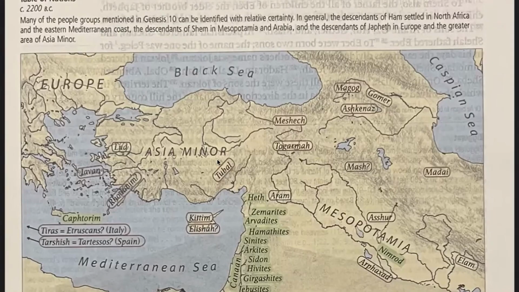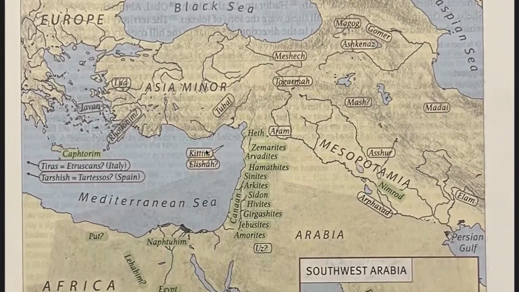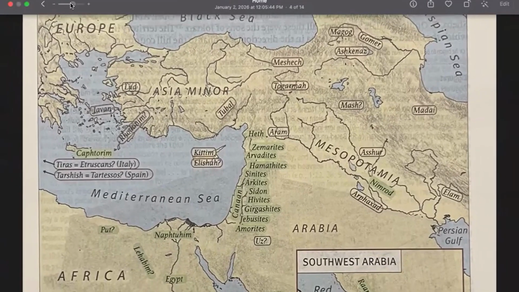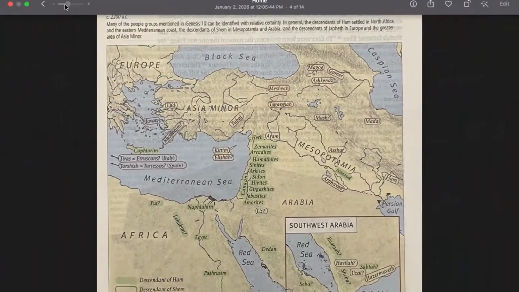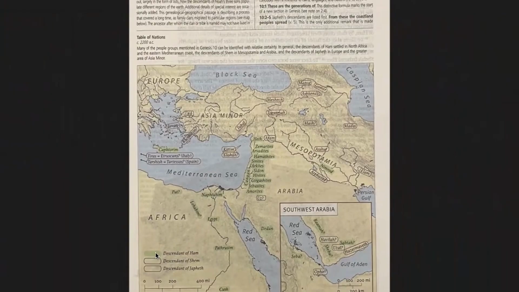Okay, so they spread out, right? And this is what the map here shows. Let me take this down a little bit so we can see the whole map. It's nice and color coded, right? The green are the descendants of Ham. It shows that they go down to Cush, Egypt, Put, and then they stay in this area here, which eventually becomes Israel.